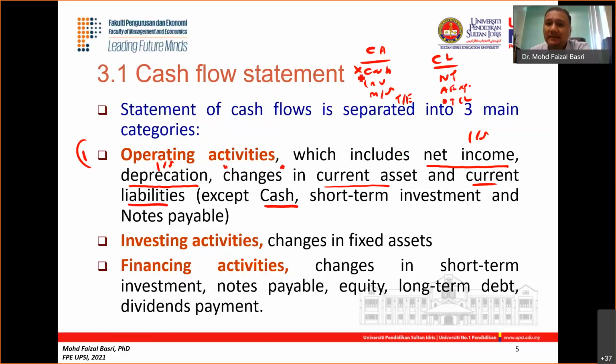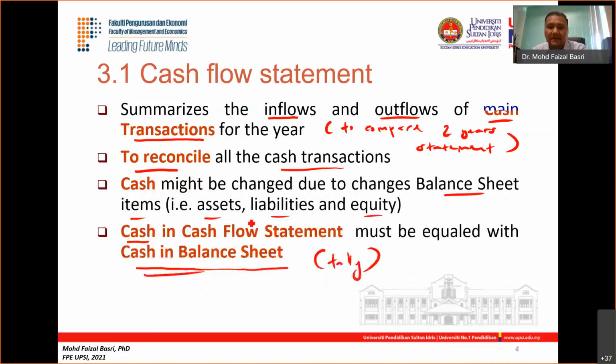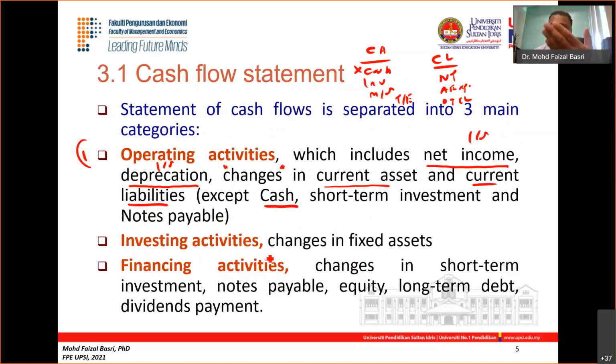Okay, so meaning, if you remember earlier, I said cash in the cash flow statement must equal cash in the balance sheet. So this cash in the cash flow statement will be at the very bottom, the end result of our cash flow statement. So it will not be part of operating. Okay, so cash will not be in the operating activities.